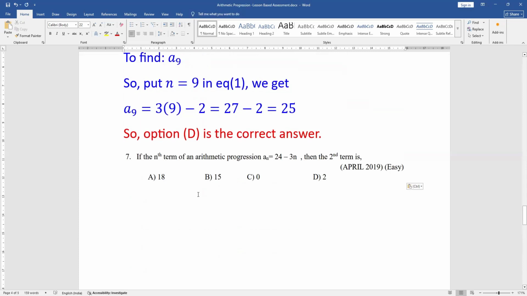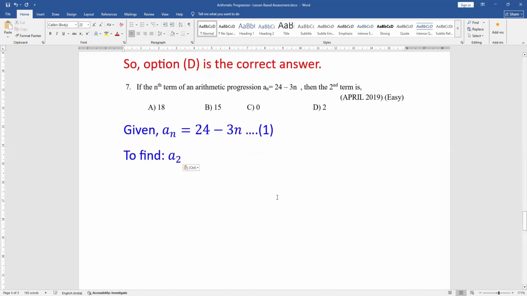Seventh question, if the nth term of an arithmetic progression is an equals 24 minus 3n, then the second term is dash. This was asked in April 2019. So again, what I do is write down that formula. An equals 24 minus 3n. So that is a rule which is being followed to form the AP. To find, what is being asked? The second term. So to find A2, just put n equals 2 in the above equation. So put n equals 2 in equation 1, we get what?